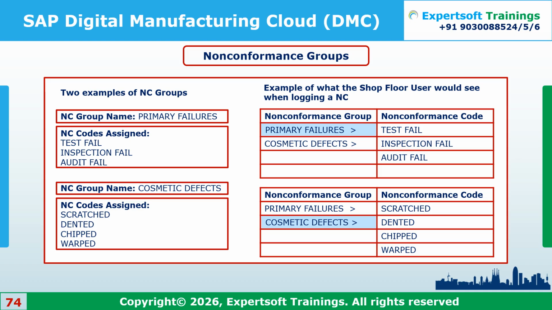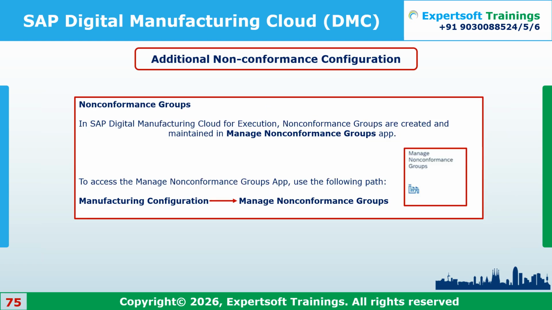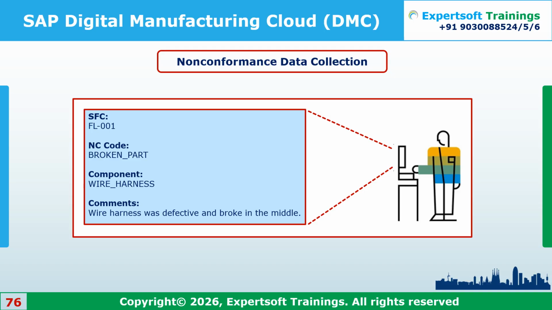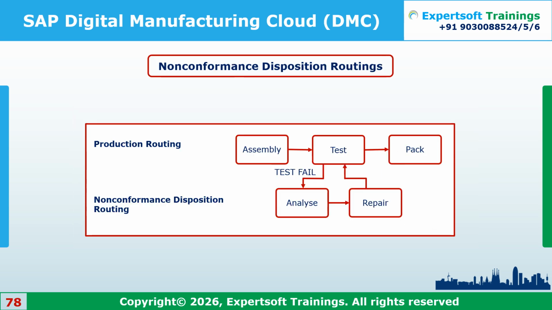Okay, so these are the group and the codes. We can maintain them in this app. This is how we can capture the NC with the code component and the commit.